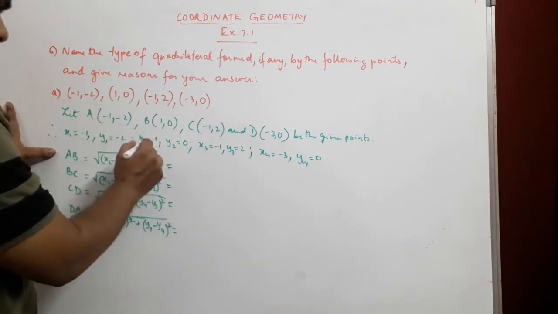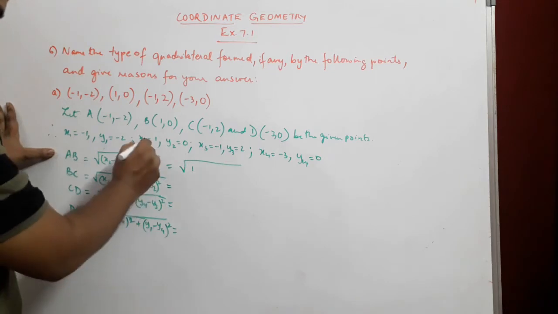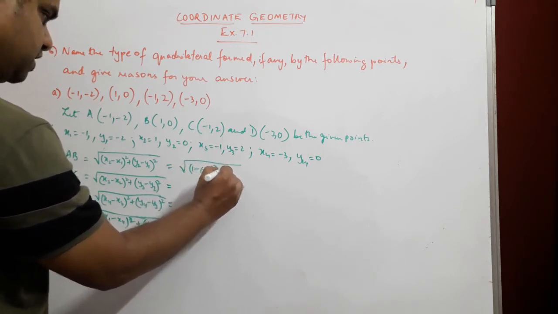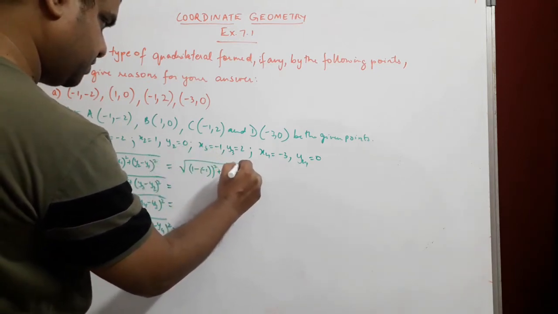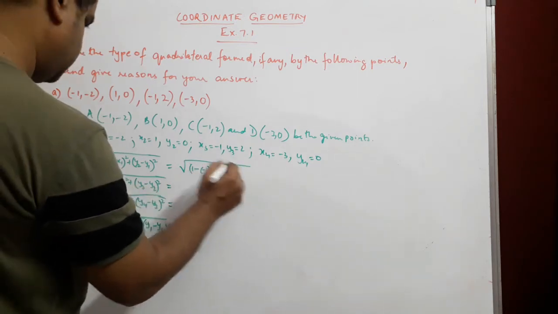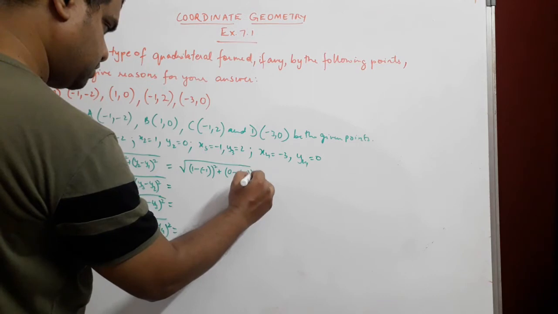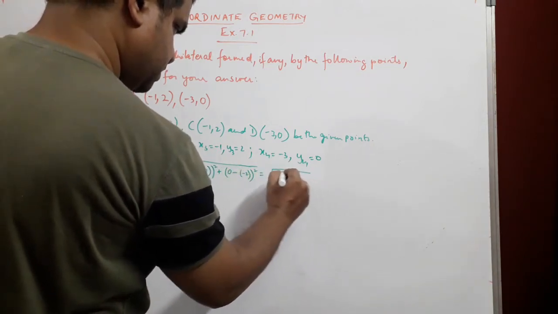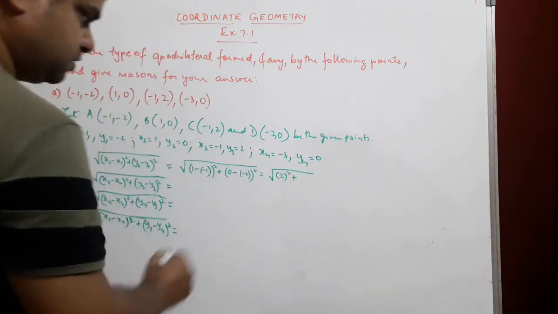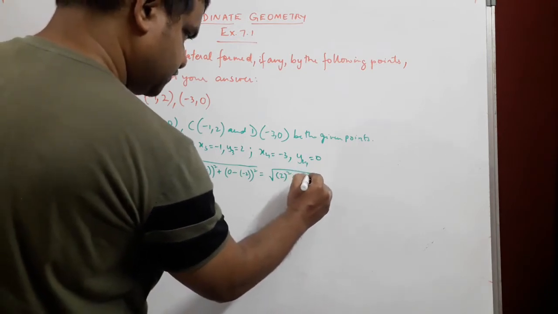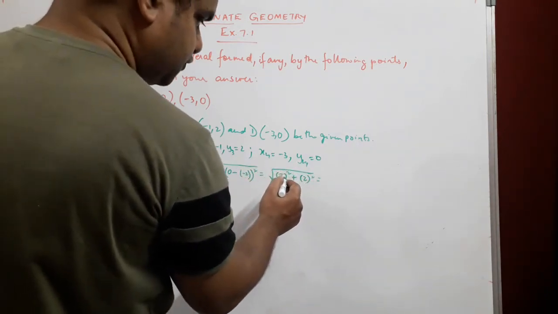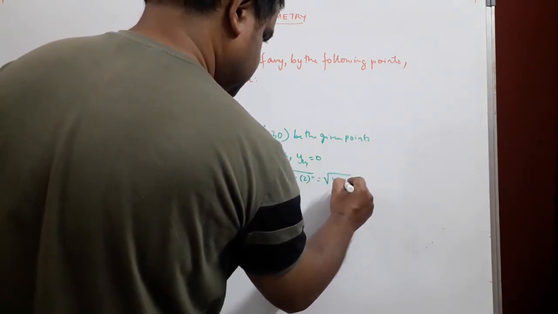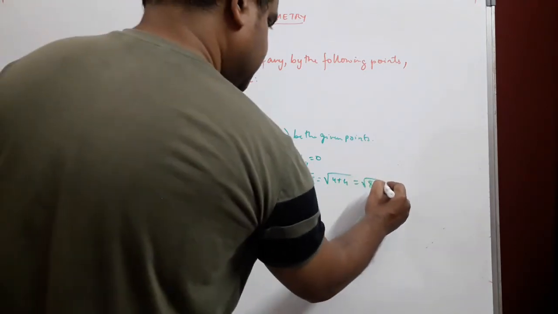Beginning with AB, x2 is 1 minus x1, which is -1, whole thing in brackets raised to square, plus y2, which is 0, minus y1, which is -2. So minus of -2 whole thing raised to square. Minus and minus will give us plus, so 1 plus 1 gives us 2. So 2 whole square plus minus and minus gives us positive 2. 0 plus 2 gives us positive 2 whole square. 2 raised to square is 4. 4 plus 4 gives us 8. So that gives us square root of 8, which we can write as 2 root 2.